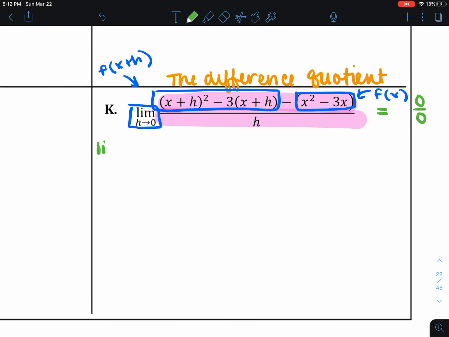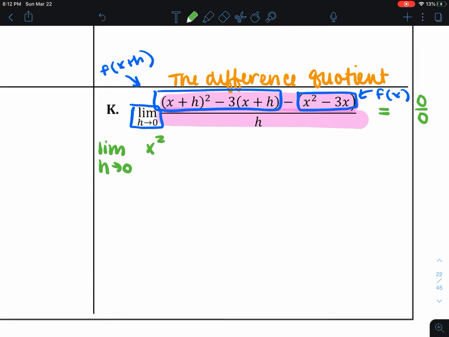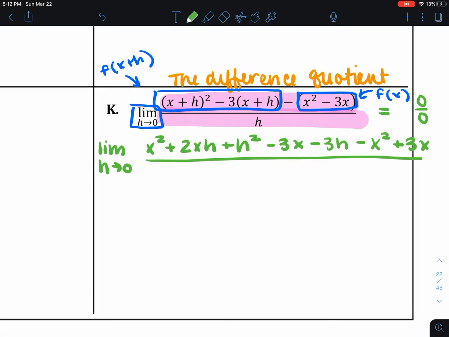So I'm going to write the limit as h approaches 0, and I'm going to just try to simplify the top. See if we can find an h that we can get out of there. I've got x squared plus 2xh plus h squared minus 3x minus 3h minus x squared plus 3x all over that little lone h.